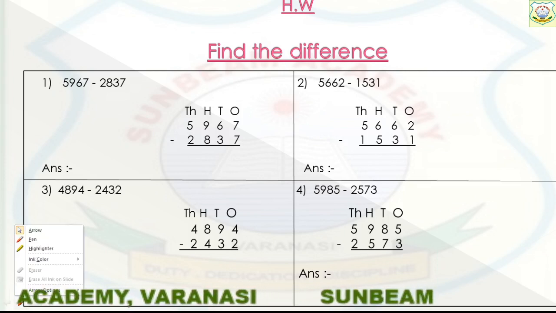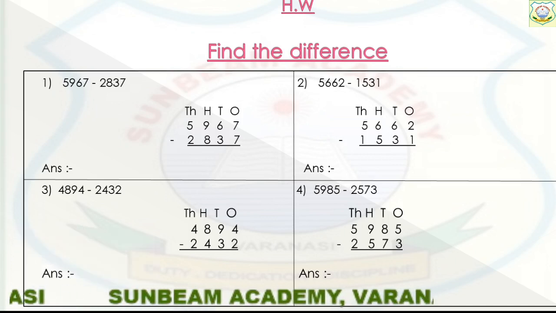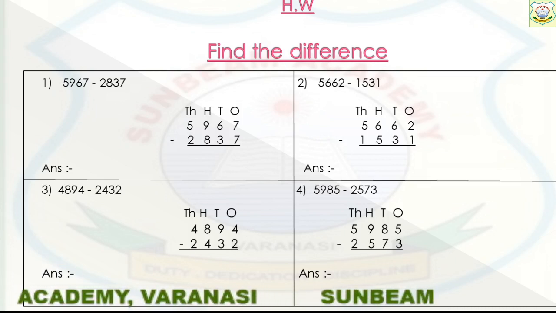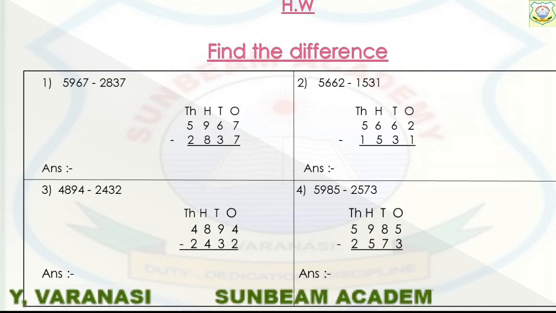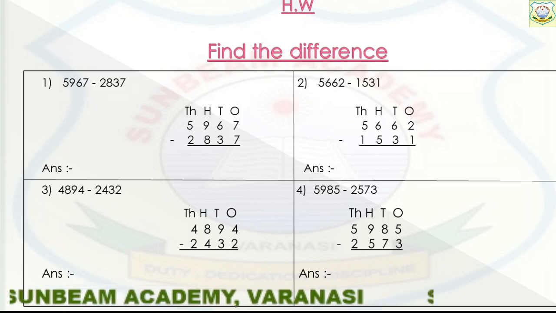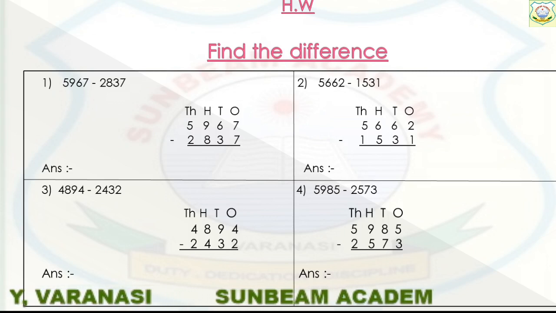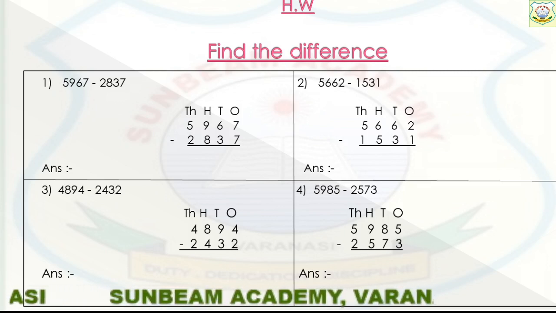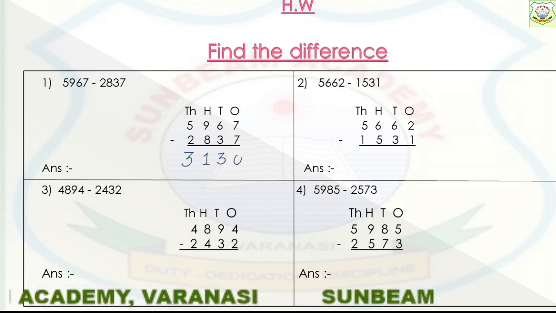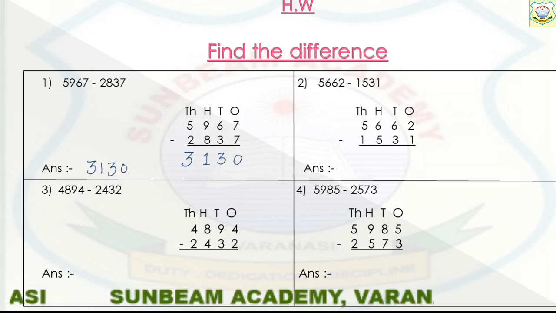Now let me take that ink and pen. So now let's check it. So the first question is 5,967 minus 2,837. So what answer have you got? If you have got 3,130, then your answer is correct. Please check your answer.